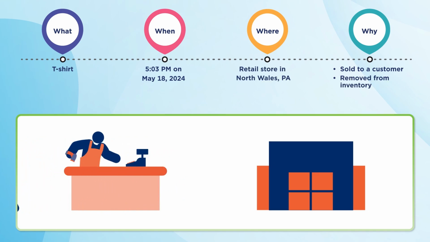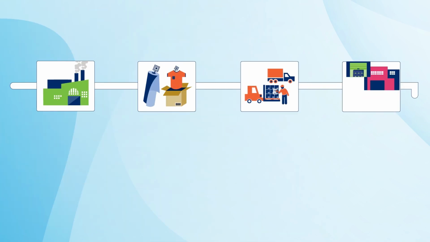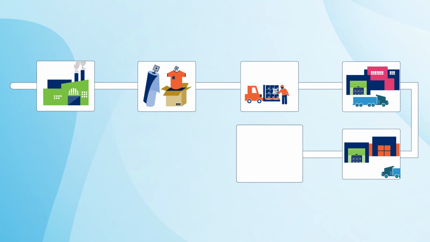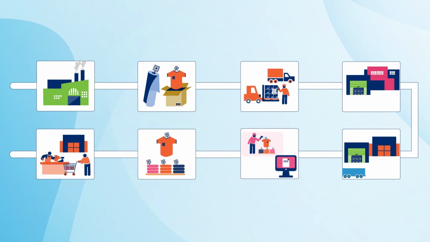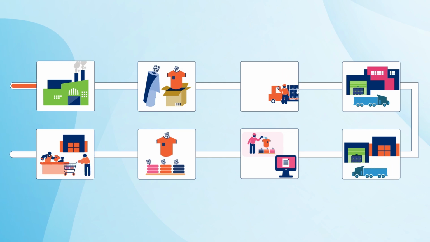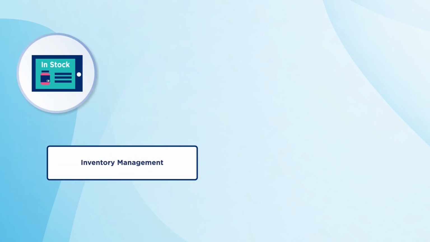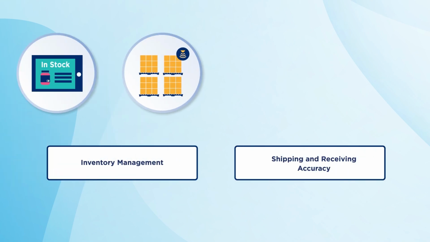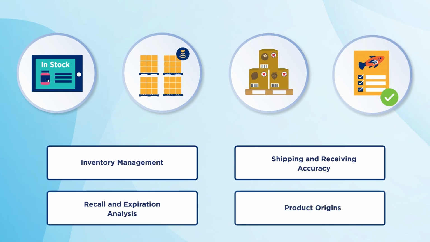By gaining visibility into their supply chain, brands and retailers will not only know the exact journey of their products, but also gain valuable insights that assist them in making informed decisions for a variety of supply chain considerations, including inventory management, shipping and receiving accuracy, recall and expiration analysis, and product origins.